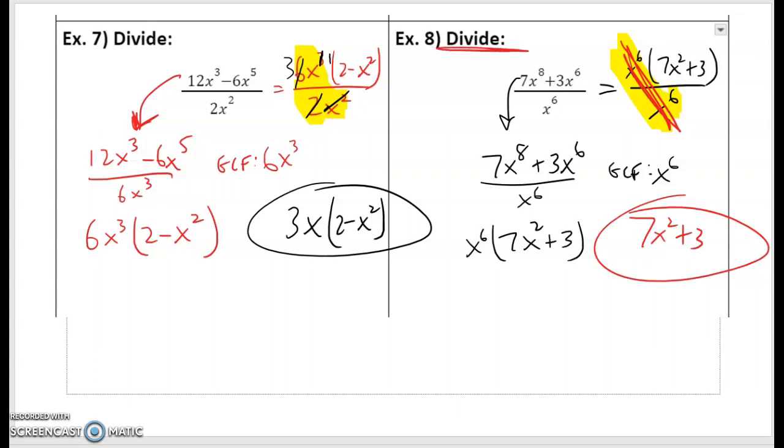So the key to dividing is to do the numerator first. Take the numerator off to the side, factor, bring it back, and then reduce.